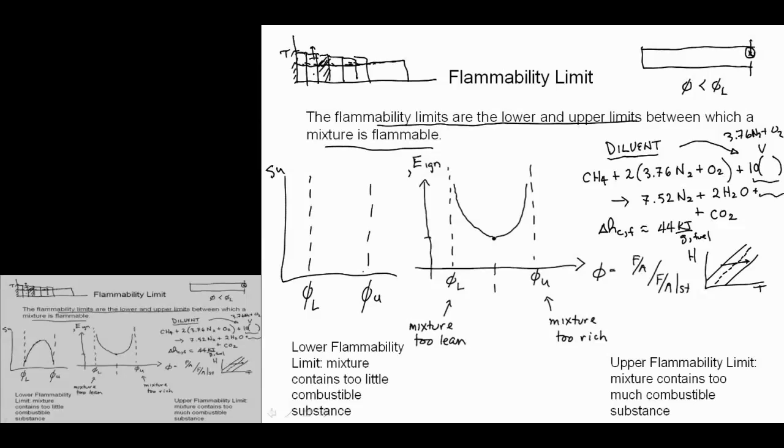So there's some value of phi L where the laminar flame speed is no longer defined, and there's some upper limit where it's no longer defined. Again, the L here is for lean or lower. The U here is a marker of the upper, where it's too rich. So we have a lower flammability limit and we have an upper flammability limit.